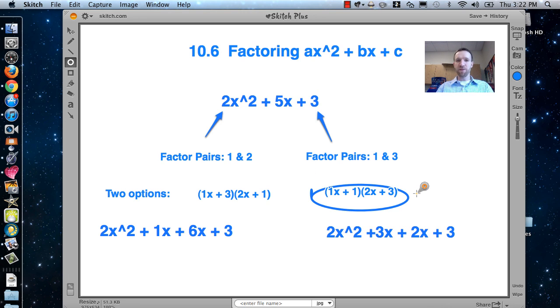Alright, that's my first example of factoring ax squared plus bx plus c problems. Look at the next video for another example.